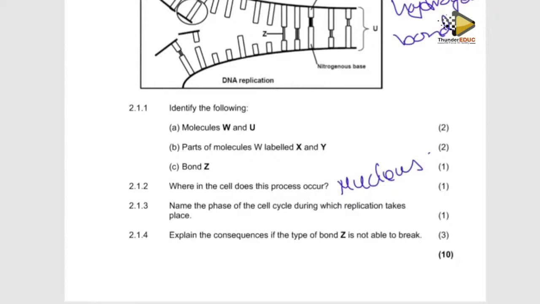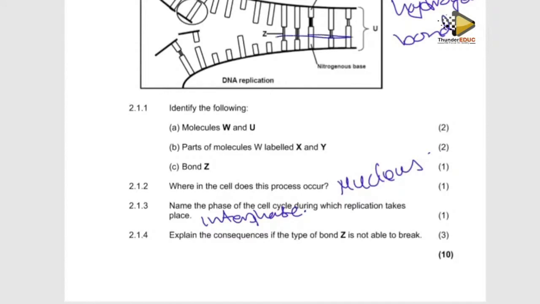Remember, what is the function of DNA? To double the chromosome number. When does the chromosome number double? It doubles before the cell divides. And which phase is it? It is interphase. So you can say that before the cell divides, or during interphase, you'll be able to get the answer here. So, interphase.